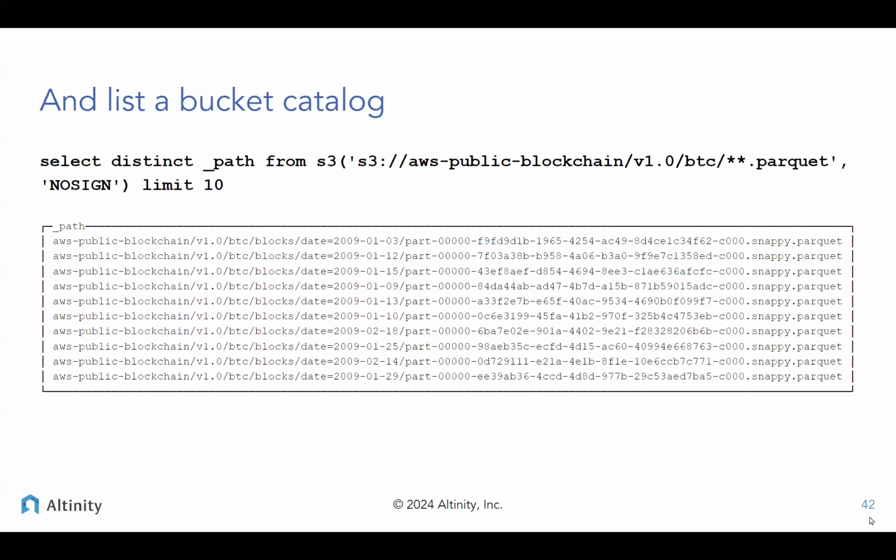Next slide. In addition to describe, you can also do a kind of listing of a catalog. I already mentioned a file virtual column. There is also a path virtual column, which is the full path in S3. As you can see in this example, I'm listing the first 10 files in blockchain data. And that allows you to understand what is inside the bucket.